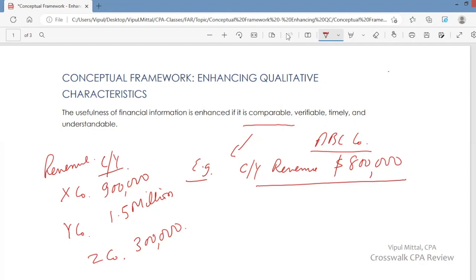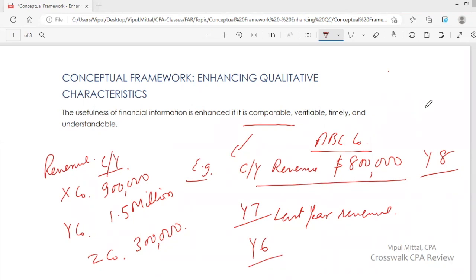This information is comparable if it can be compared for another period. So can this current year revenue be compared with last year revenue? If this current year is year 8, then can it be compared with last year revenue? Yes, or can it be compared with year 6 revenue? Yes, then it is comparable. And comparability enhances the usefulness of financial information.